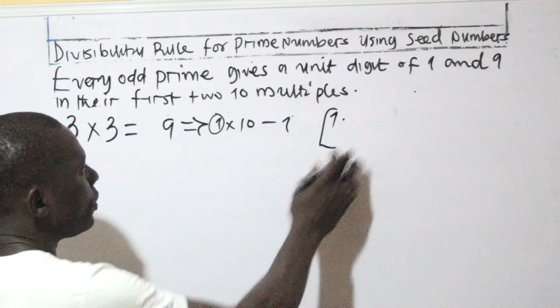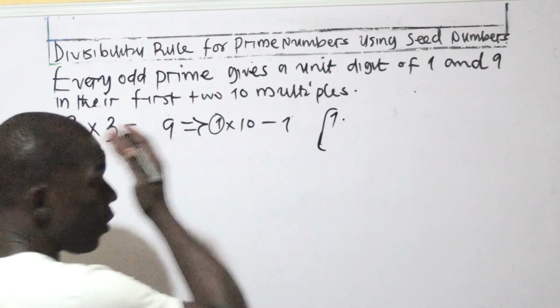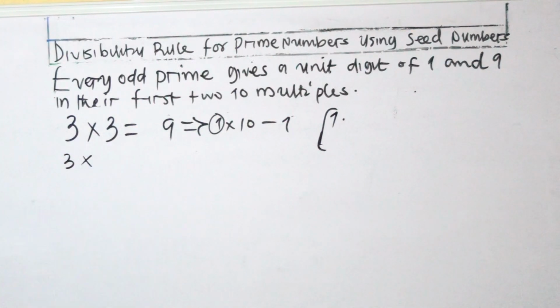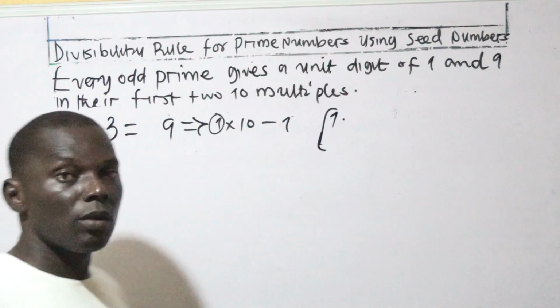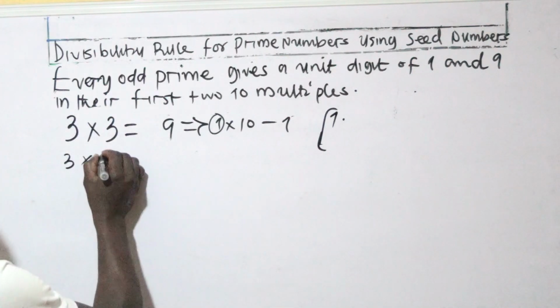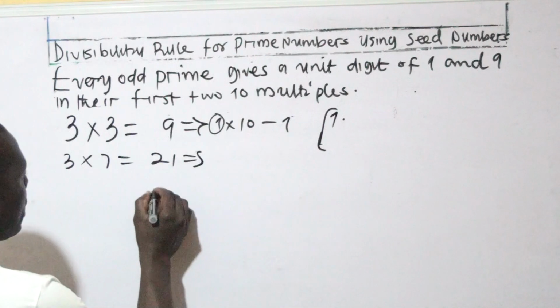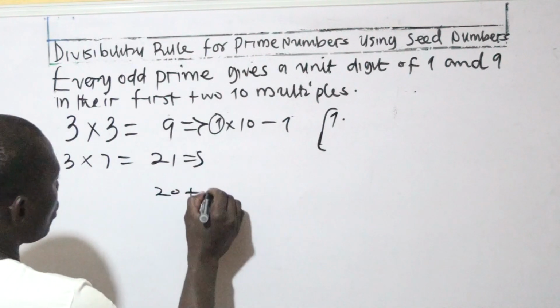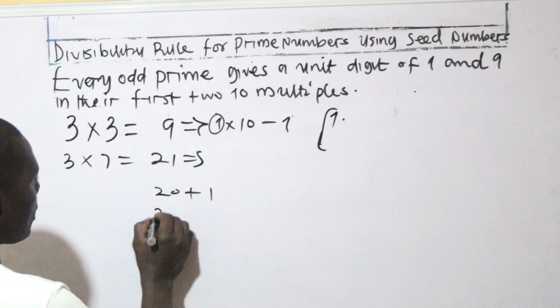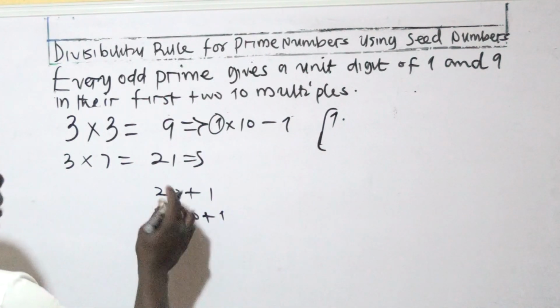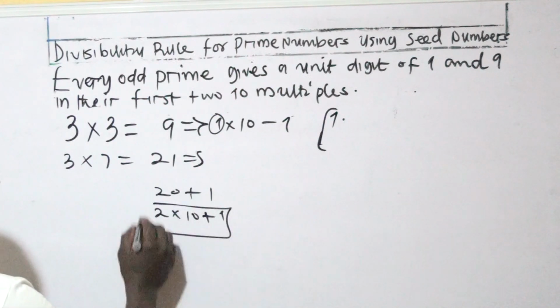Positive 1. Now let's look for another number that will multiply 3 so that the unit digit will become 1. That is 7. 3 times 7 gives us 21. So our 21 is 20 plus 1, and we can also express this as 2 times 10 plus 1. So we replace 21 with this expression.